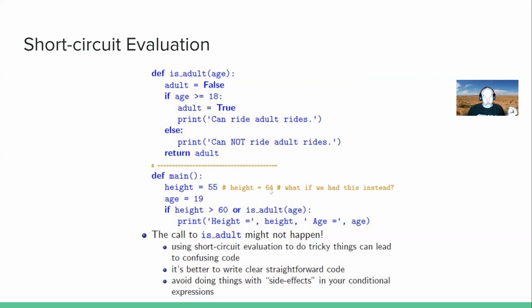However, if height were equal to 64 instead of 55, then it would read this if statement, height greater than 60, true. Then it doesn't need to read this, right? Because it's an or statement, just one of these needs to be true. And this is true, and so the rest of it doesn't matter. And so it would never actually run the is_adult function. Yeah, the is_adult might not happen, right?